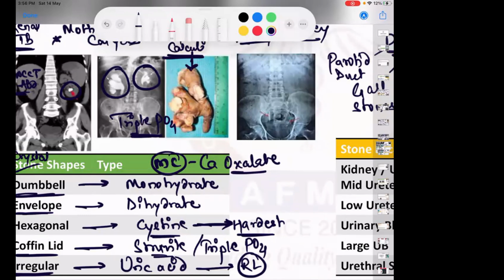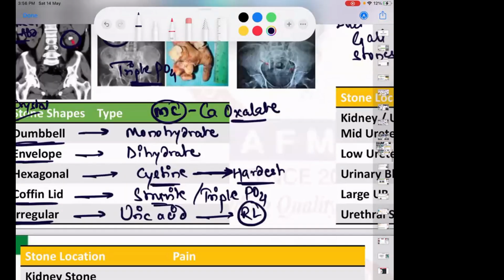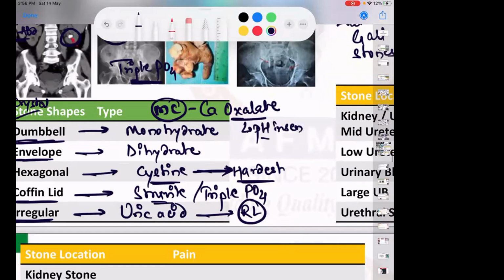Which renal stones are pH insensitive or pH independent? They can form in any pH: acidic, alkaline, neutral, any pH. Which renal stones are pH insensitive? Very good, Rajnish. It is calcium oxalate stones. So calcium oxalate stones are pH insensitive. No issues with this, anybody?